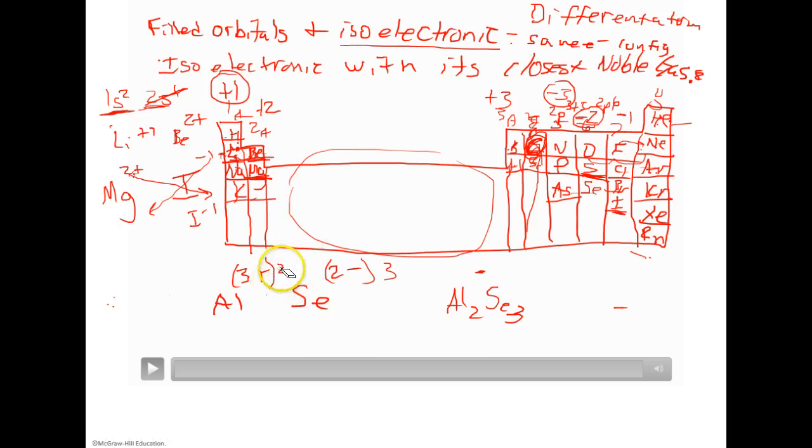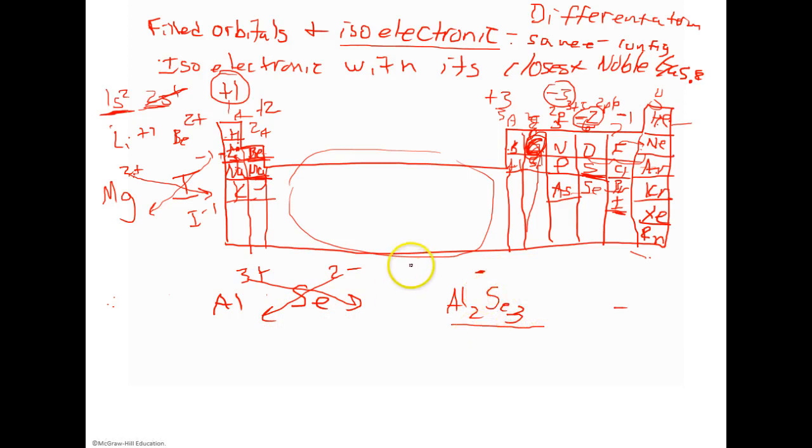Okay, so if you just erase these numbers and do the crisscross applesauce, the 3 goes down here and the 2 goes down there, and you get Al2Se3. That's it, guys. That is how you write formulas for the main group elements. These are called type 1 binary, which we'll get to in a later section, and we'll learn how to name them in a little bit. But it's all based on this fact: everything wants to be isoelectronic with its closest noble gas.